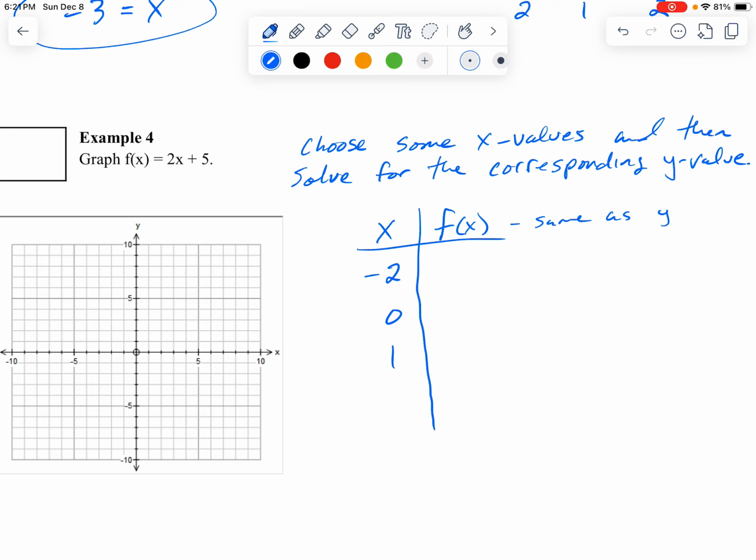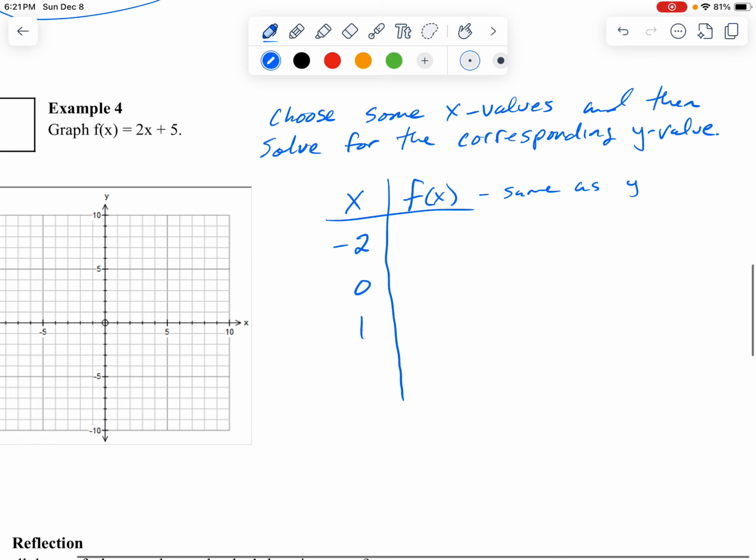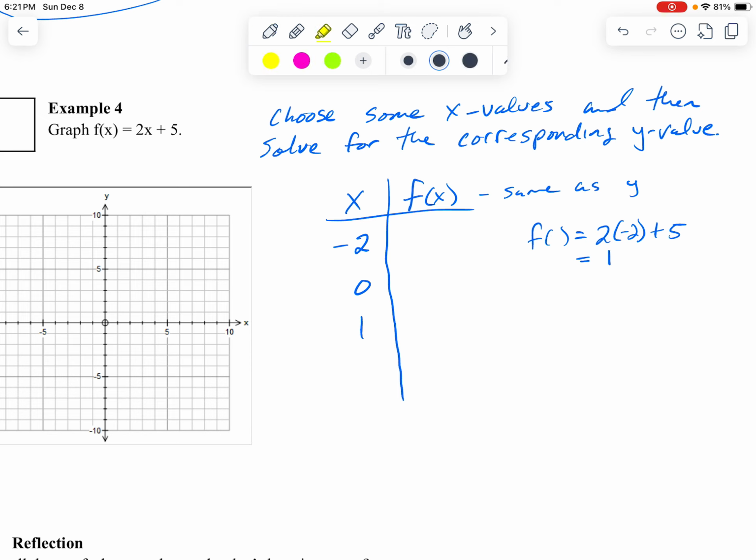So I'm trying to figure out where I want to do this. Let's do this over here on the side. So for when x is negative 2, we would have f of x equals 2 times negative 2 plus 5, which is 2 times negative 2 is negative 4, plus 5 is 1. Probably should have written this the same way that we did it earlier. That would make things a little clearer. So f of negative 2 is 1.